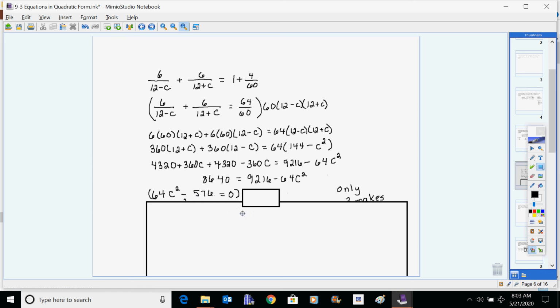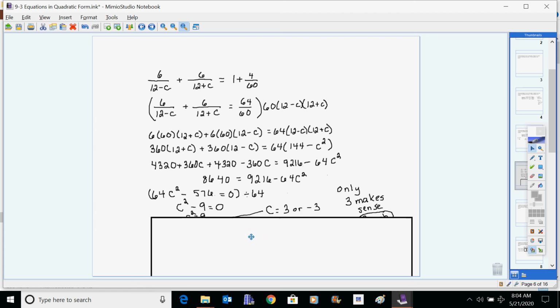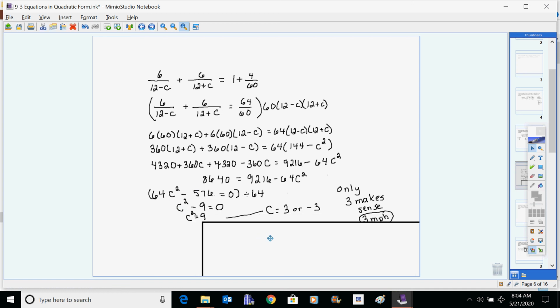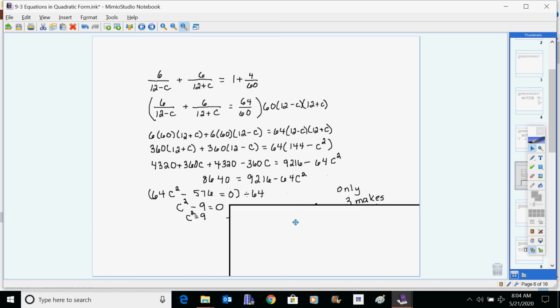There's a couple of ways you can go with it from here. You can simplify it by dividing by 64. Or if you wanted to, you could add 576 to both sides because we have only one variable to deal with. There's a couple ways. So when I divide by 64, I find that 576 is divisible by 64, so that's convenient. Then this is c plus 3, c minus 3. Or you could say c squared equals 9 if you want to just bring this over.